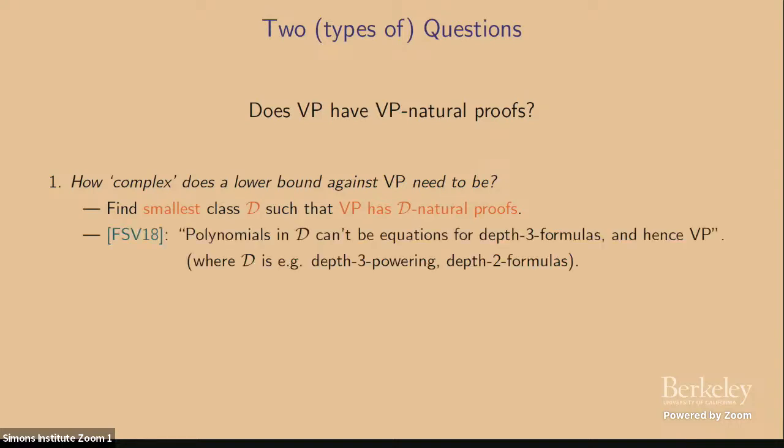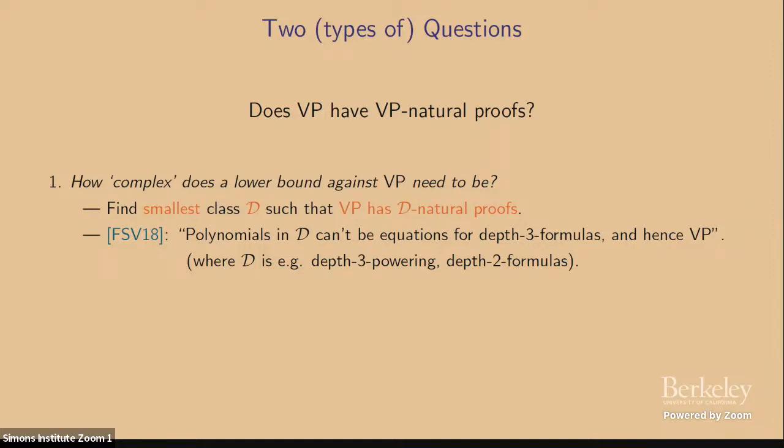The work of Forbes, Shpilka and Volk, which introduced the algebraic natural proofs framework, answers a question of this kind. They show that some very structured classes D, like depth 3 powering circuits and depth 2 formulas, can't be equations for VP. They showed something even stronger: they can't be equations even for depth 3 formulas. Therefore, they can't vanish over a small set, so they can't vanish over a big set either.